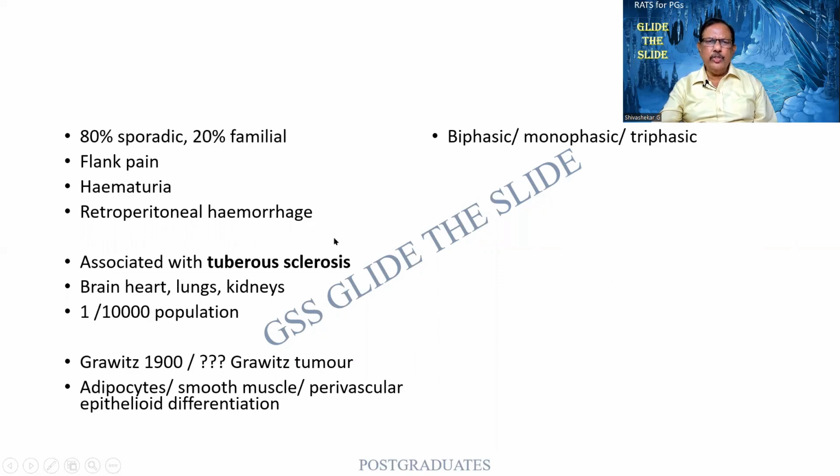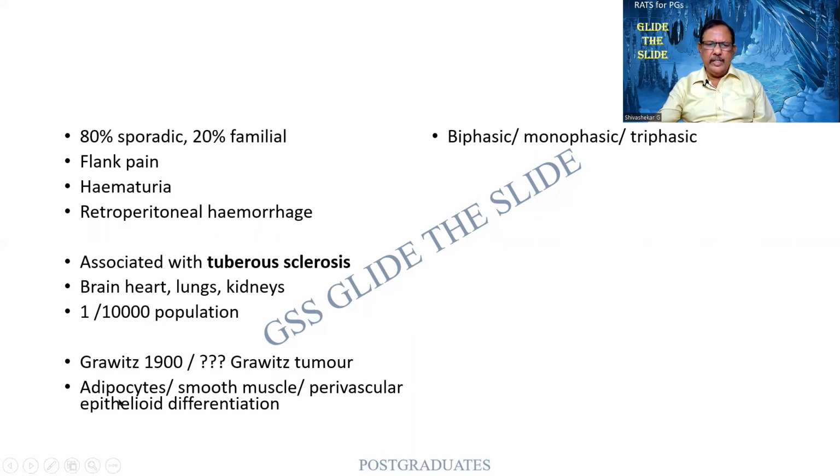Another lesion that is associated with it is tuberous sclerosis. The angiomyolipoma can be found in the brain, the heart, lungs, kidneys. 1 per 10,000 population. Not very uncommon. Discovered by Grawitz in 1900. But be careful, it is not Grawitz tumor. Grawitz tumor is actually the proper name for renal cell carcinoma, otherwise called hypernephroma, because it was thought to be originating from the adrenals.